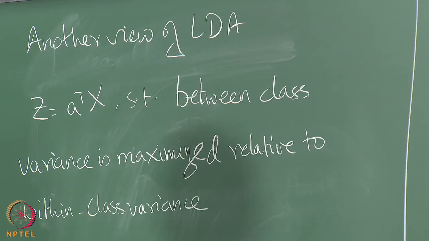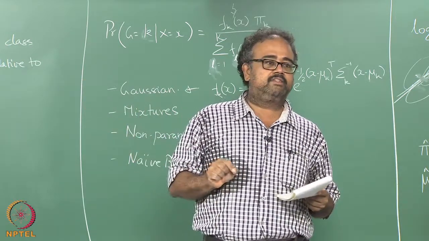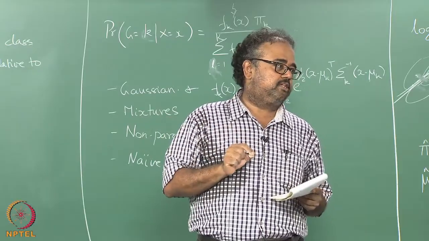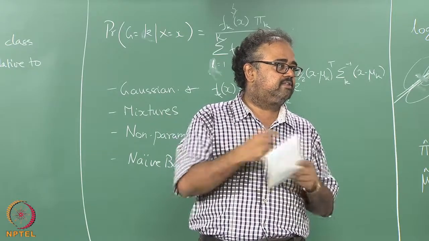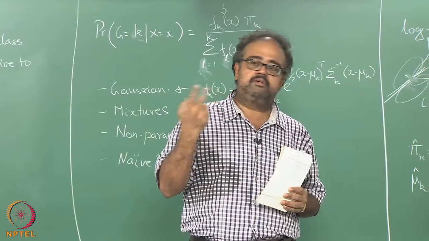Right. So when I say between class variance, I say it is the variance of the class means. So I will take the classes, look at the means of those classes, look at the projected means of those classes, and compute the variance among the projected means. Suppose I have k classes, I can compute the variance among those. If I have 2 classes, what will this amount to?